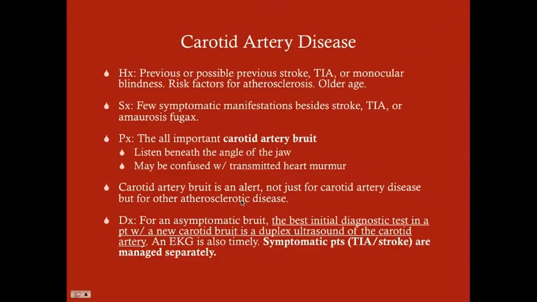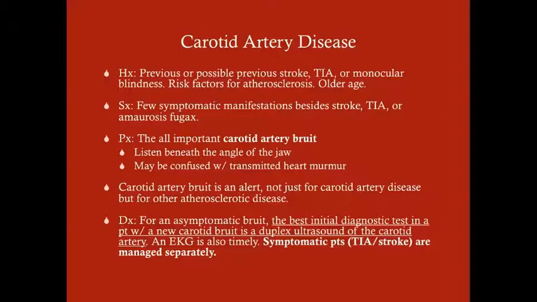Okay, so the history of patients with carotid artery disease, as I mentioned, usually this is a pretty dramatic presentation. So the patient with carotid artery disease often has a previous or possible previous stroke, TIA, or amaurosis fugax. Also in their history, they're going to usually have risk factors for atherosclerosis, so they're older, there's a tendency towards males, maybe they're smokers, they've got diabetes, those things. Symptoms, there's very few symptomatic manifestations besides the neurologic symptoms themselves.